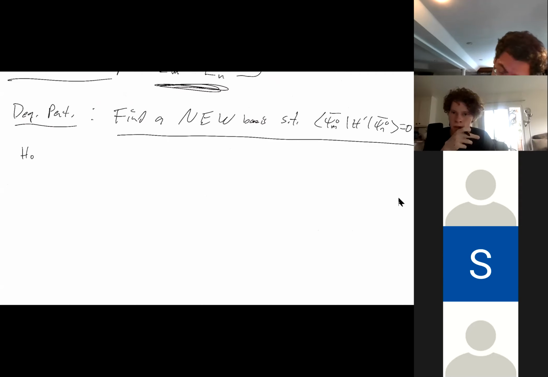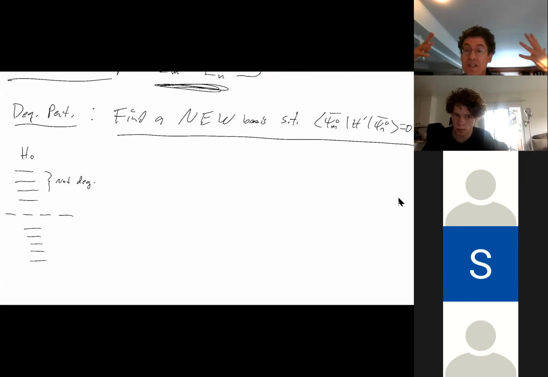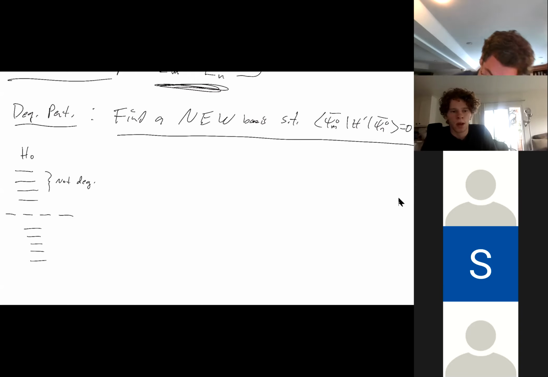I have my Hamiltonian, H naught, and I have my ladder of states. The ones I've just drawn are not degenerate. But then suddenly I have some degenerate ones, 1, 2, 3, 4. And then I have a bunch of non-degenerate ones. So that's my situation. But now I turn on a perturbation and everything's fine.